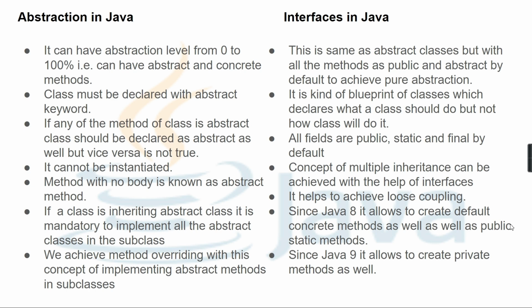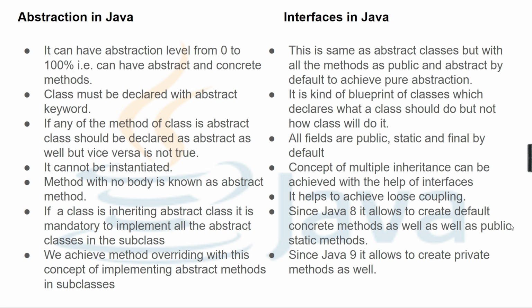Abstraction, as we already know, is used for detail hiding. So what are the other things abstraction can do? First, it can have an abstraction level from 0 to 100%, that is, it can have abstract and concrete methods. What I mean is, if we create an abstract class with the help of the abstract keyword, it can have abstract as well as concrete methods. It is not mandatory that if a class is abstract, all the methods should be abstract as well. But the reverse is mandated.